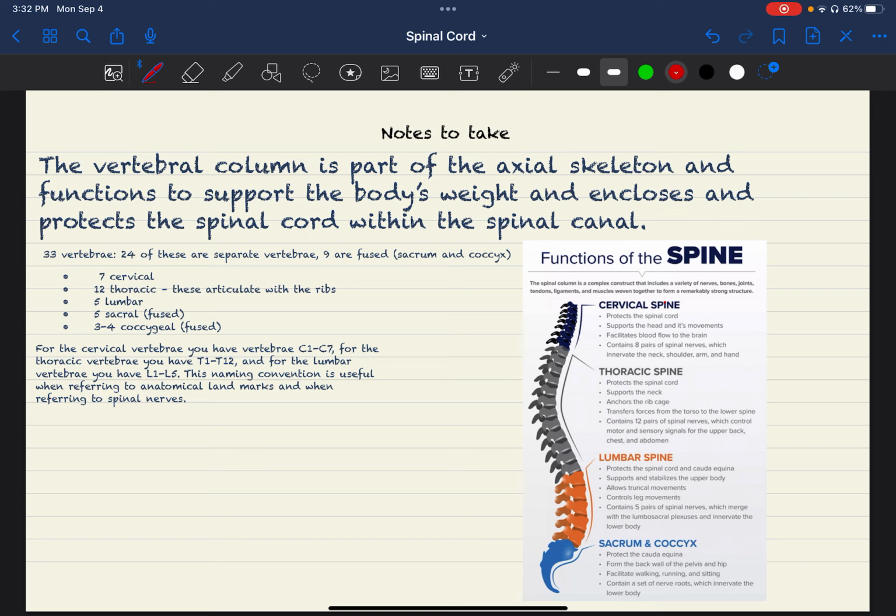So here we have the spinal cord and its functions. Please note in your notebook what the functions of the spinal cord are and the parts of the spinal cord. First, we're going to talk about the cervical. The cervical has 7 vertebrae, then the next part is 12 thoracic. Then we have 5 lumbar, then 5 sacral, and then 3 to 4 coccygeal vertebrae, which are also fused.